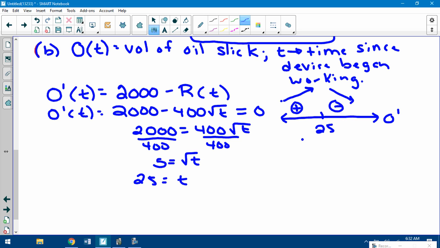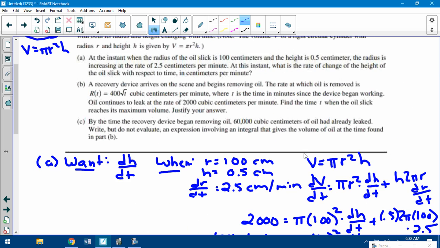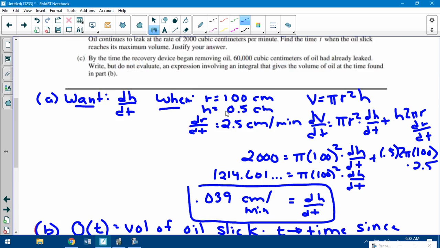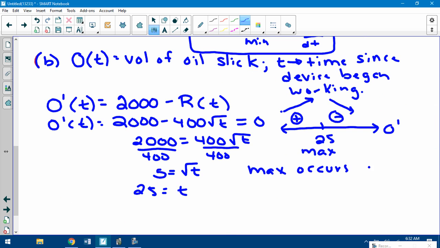That is a max. And I don't really have to consider the endpoints because if it's always increasing before and always decreasing after, and I don't know what an end time is, this is going to be the only max. It's got to be higher than it was at 0, and it's got to be higher than it would be after 25. So let's see what it asked for. Find the time when the max occurred. So this is time, t. Max occurs at t equals 25 minutes.